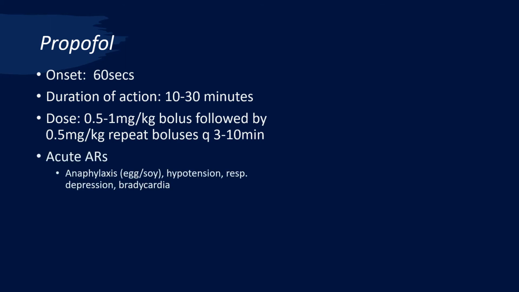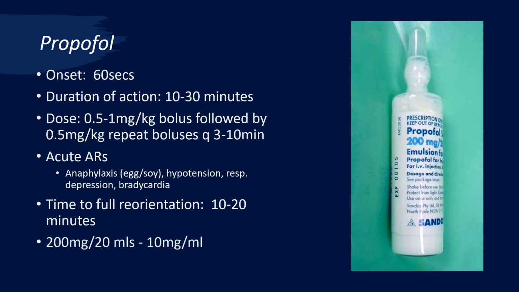Adverse reactions include anaphylaxis for those who are allergic to egg or soy, so it's important to elicit this history prior to administering propofol, hypotension, respiratory depression, and bradycardia. Time to full orientation may be anywhere between 10 to 20 minutes, and propofol comes in an ampoule, which contains 200 milligrams in 20 mils, which equates to 10 milligrams per mil when pulled up into a syringe.